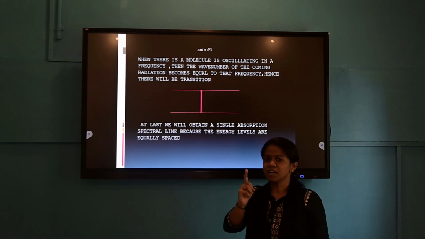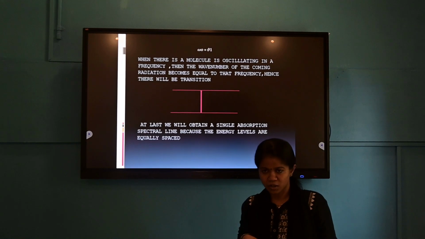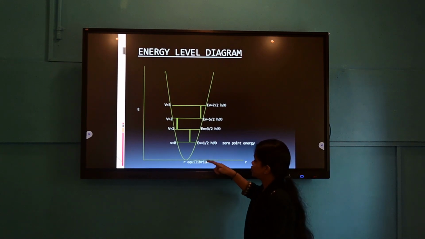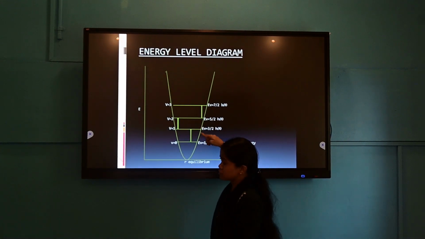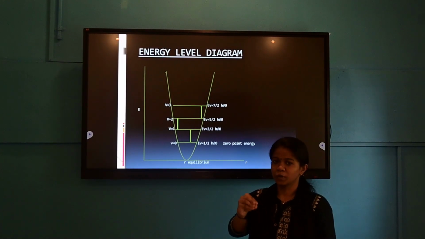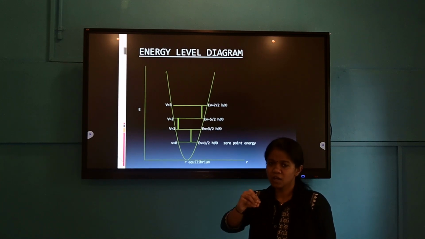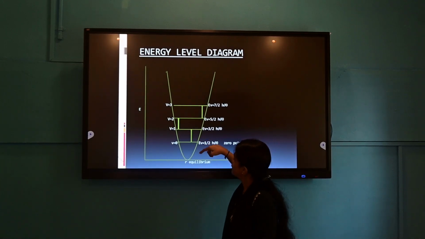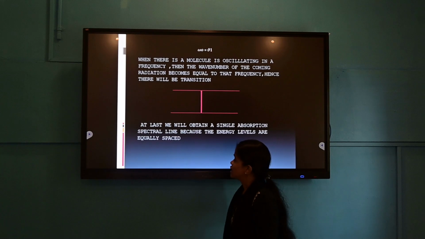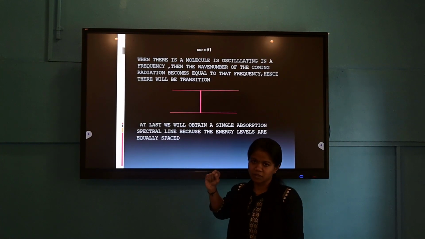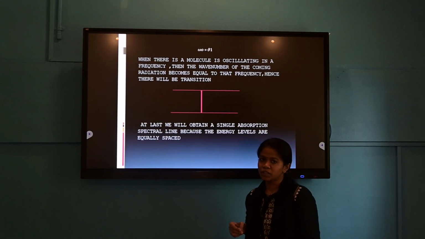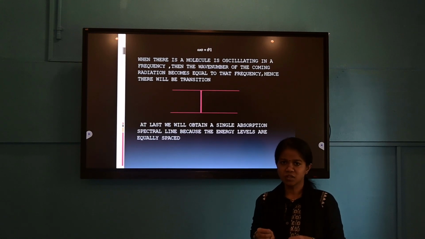We obtain a single line spectrum for this absorption or emission, because we have already seen that the energy gap between every pair of energy levels is the same. There is no energy difference between these lines; only the same energy exists in every line, and the energy levels are equally spaced. So for every transition we get a spectral line at the same position. That is the spectral line formed in the absorption or emission of the vibrational transition.